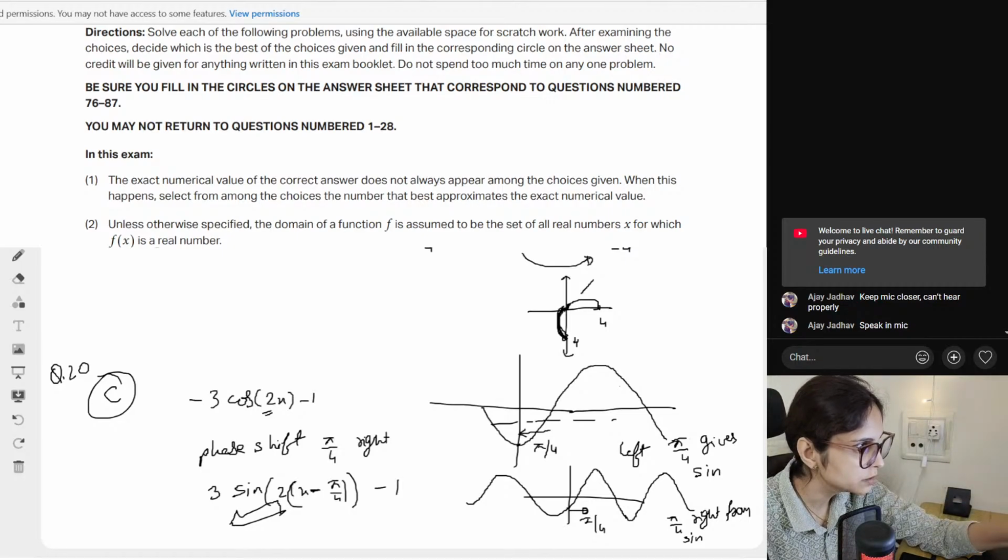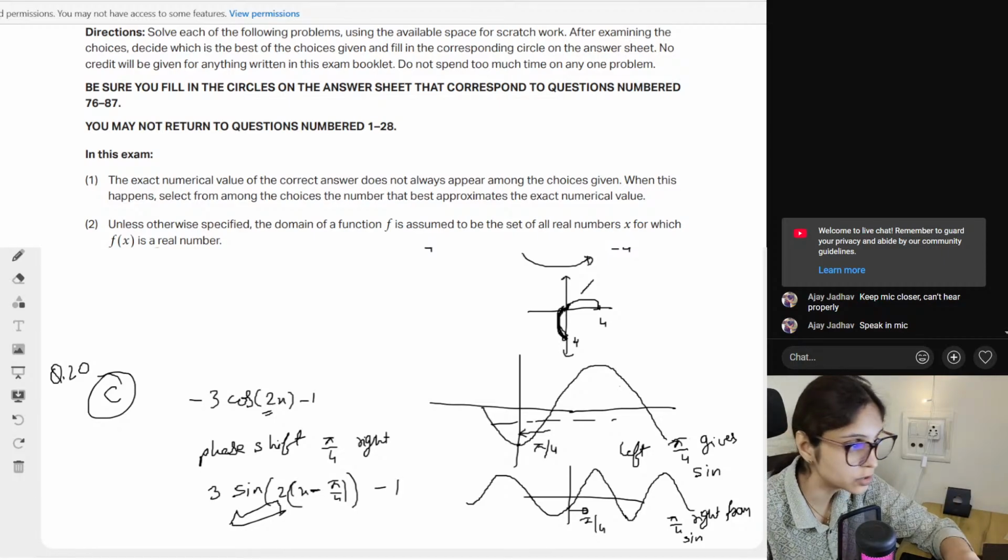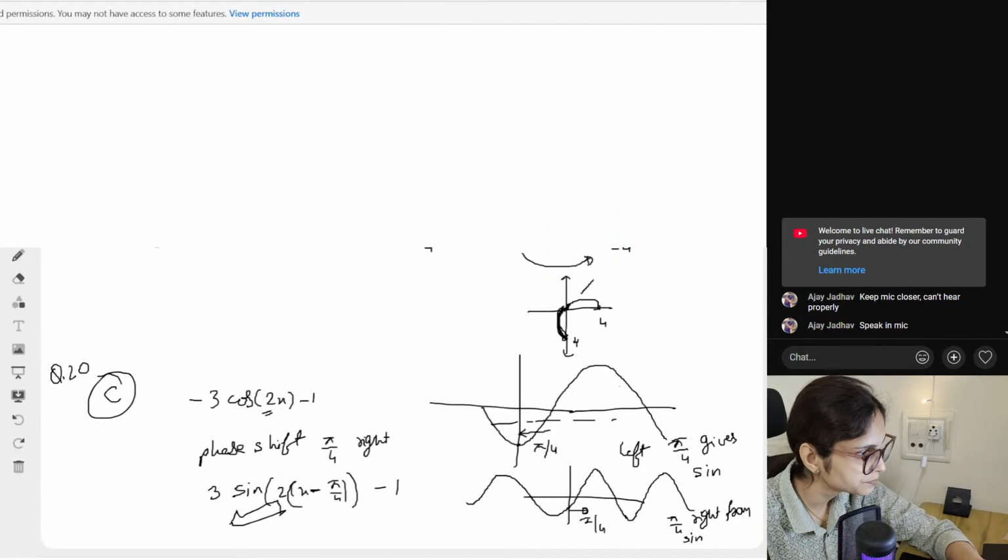The exact numerical value of the correct answer does not always appear among the choices given. When this happens, select from among the choices the number that best approximates the exact numerical value. Unless otherwise specified, the domain of a function is the set of all real numbers x, and angle measures are assumed to be in radians, so make sure that your calculator is in radian mode.